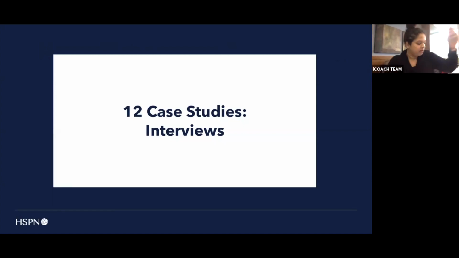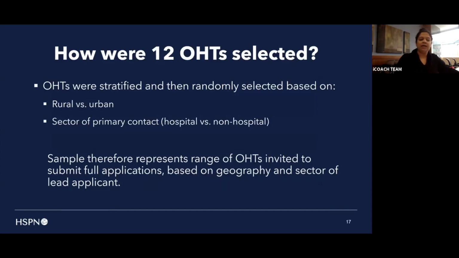Okay. So we selected 12 OHTs for case studies to really help us take a closer look at the process of early OHT formation. So how were these 12 selected? Well, first we stratified OHTs, and then they were randomly selected based on 2 specific criteria.